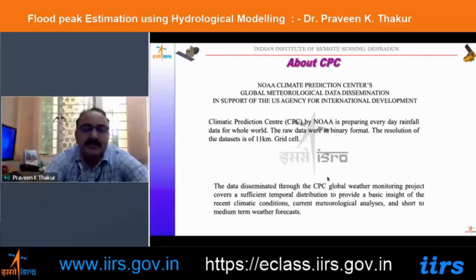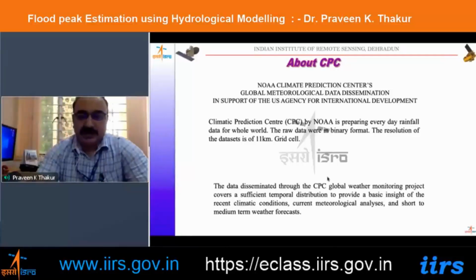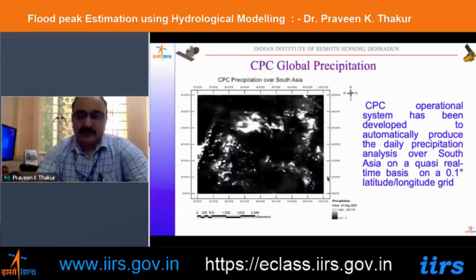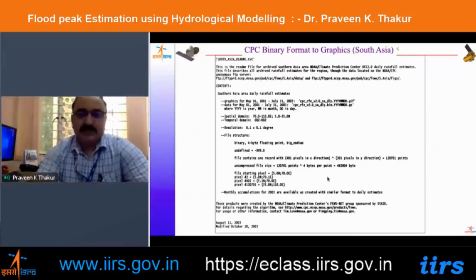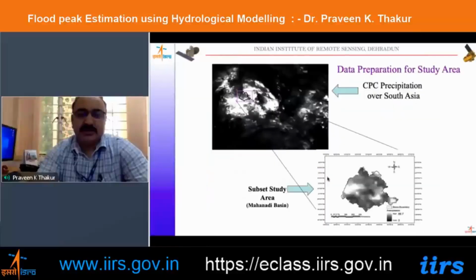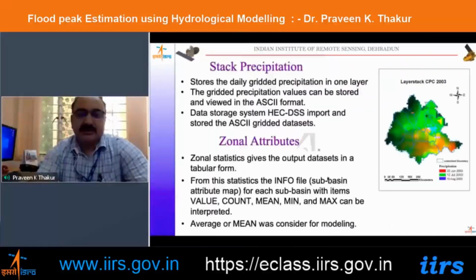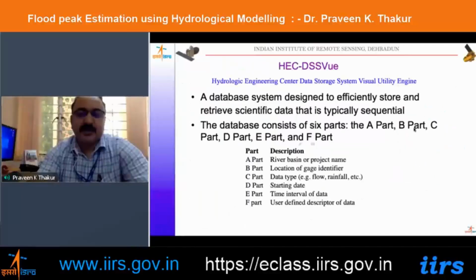So this is one dataset, CPC, which is available at 10 kilometers resolution or 0.1 degree, and this is available at daily time scale. So this has been used. Once you are able to read this header information, we make the stack, and for the entire Mahanadi basin we calculate the rainfall for each watershed. And we can also use the DSS system here to represent this data.